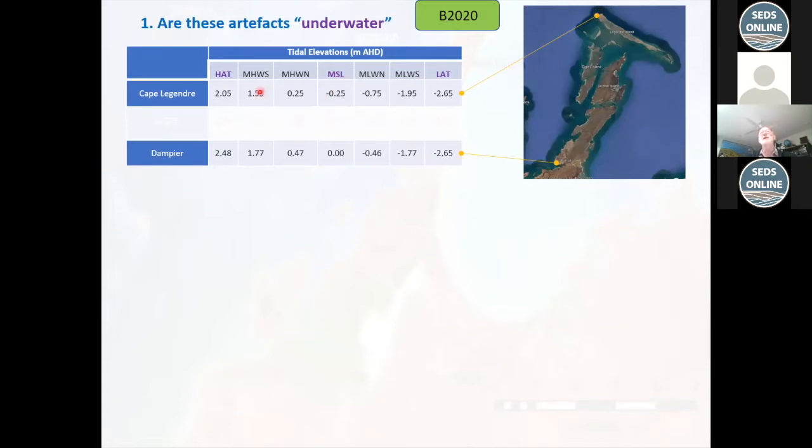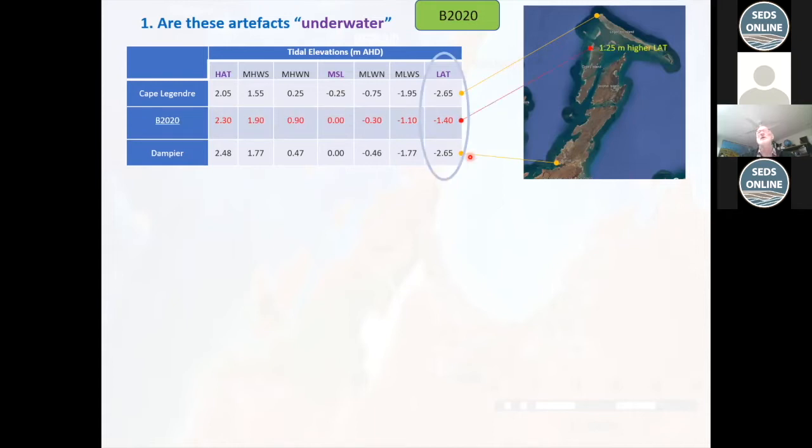So we're completely clear about our tidal elevations: highest astronomical tide, mean sea level, lowest astronomical tide. Note here that lowest astronomical tide here and here are exactly the same. They're about a centimeter difference, and that's to be expected in this environment.